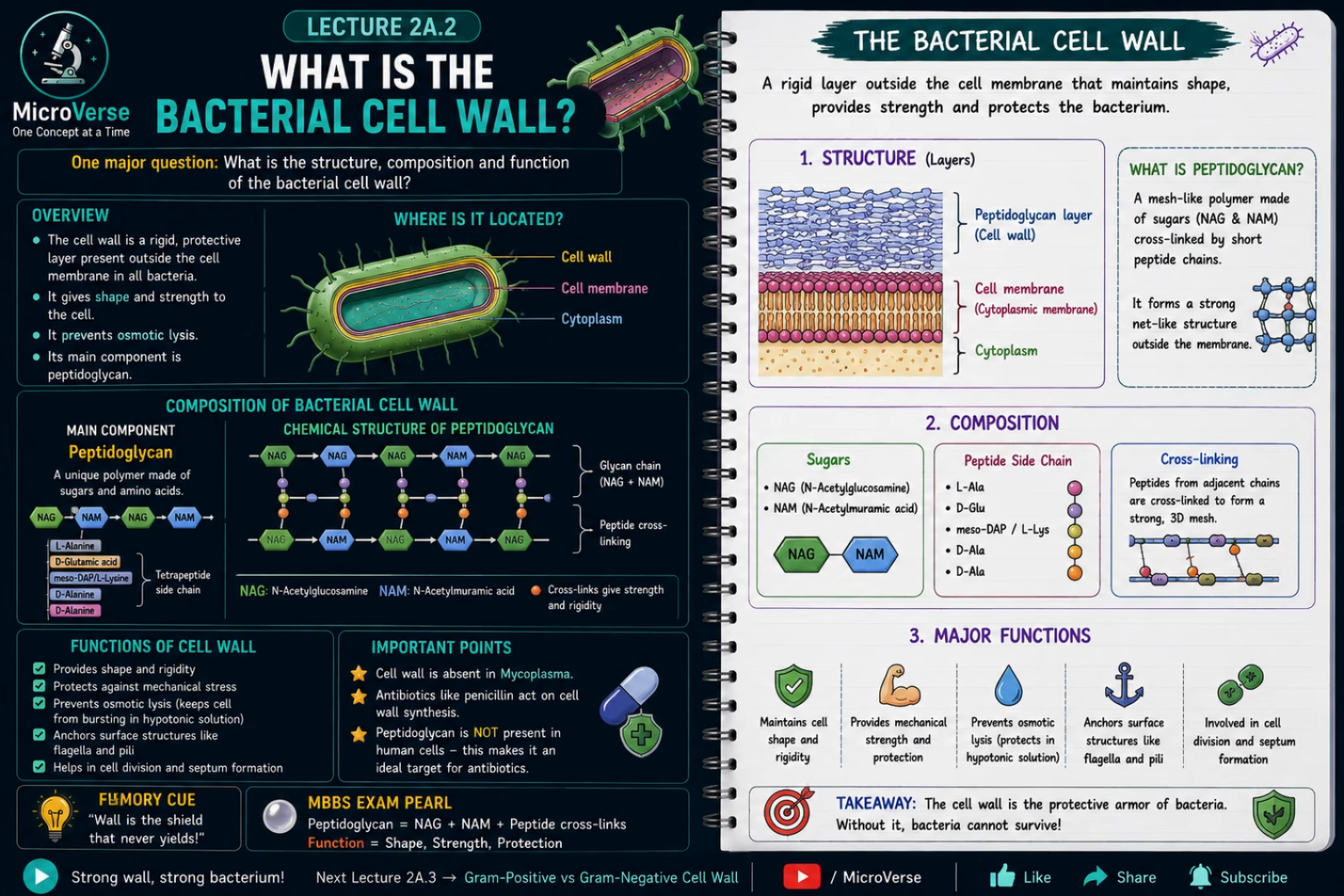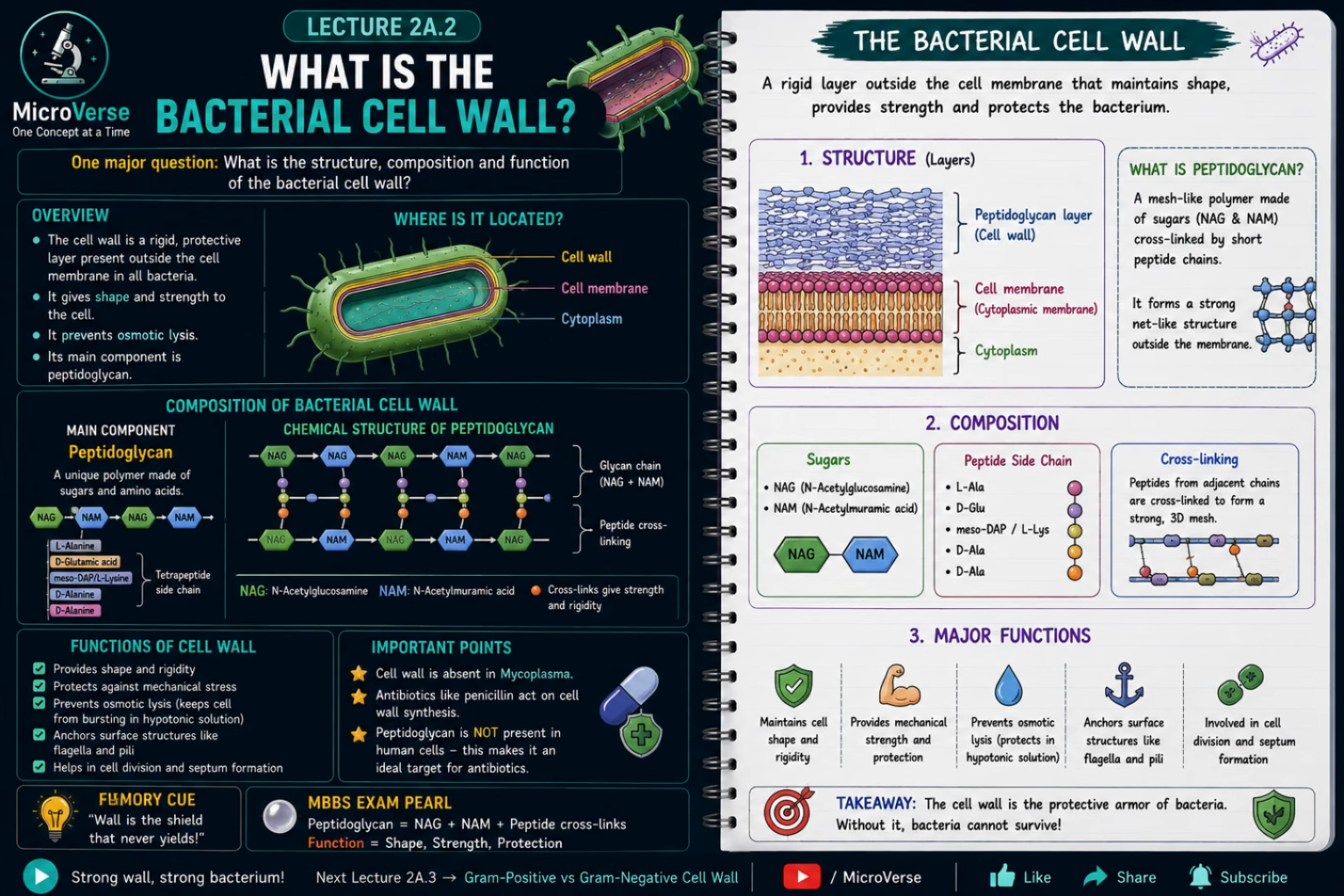But an important question remains: what gives a bacterial cell its characteristic shape and structural strength? The answer is the bacterial cell wall. So today's question is: what is the bacterial cell wall and why is it so important?